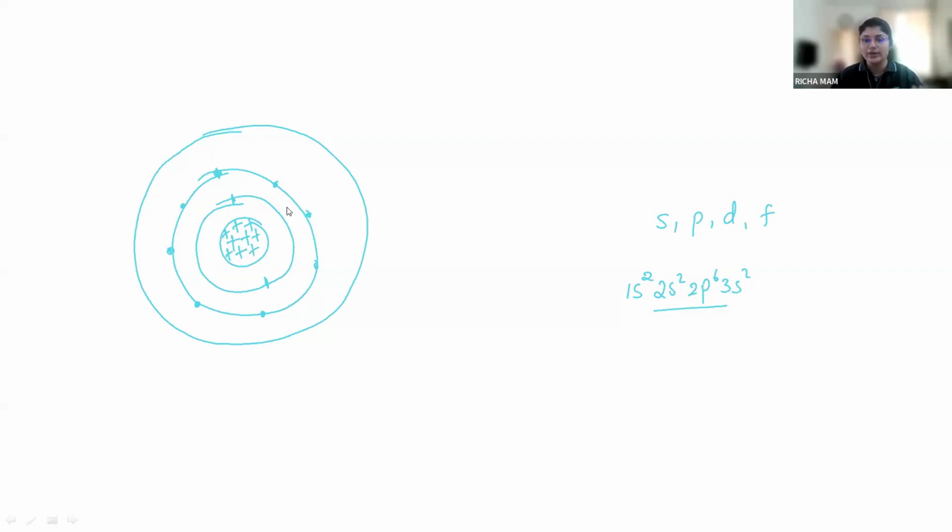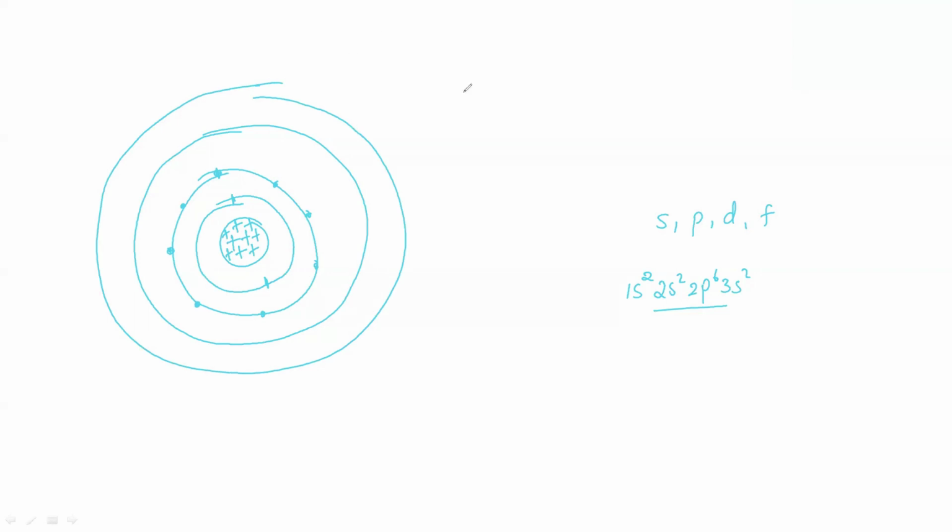Now, what is this shielding effect? Suppose the last electron is filled in the outermost shell. Now what is happening about your shielding effect?